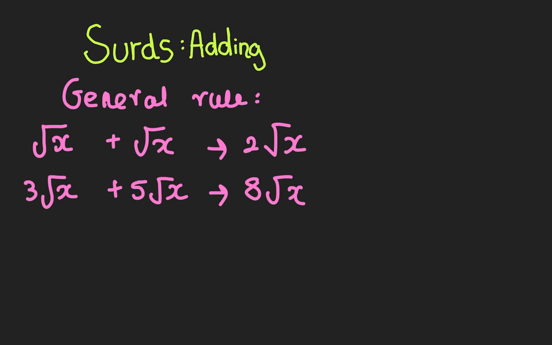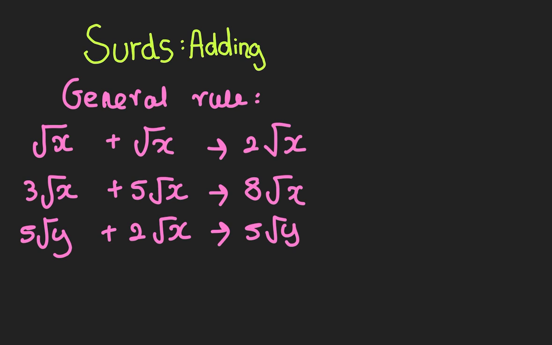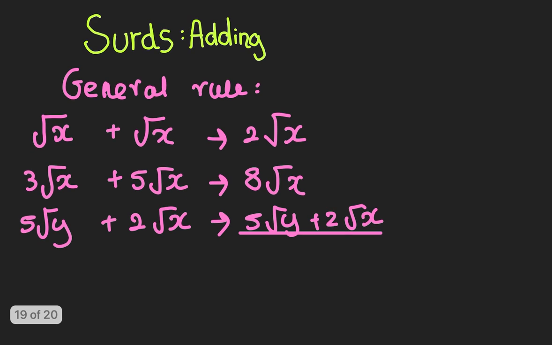But if we had 5 root y plus 2 root x, we would then just have an expression that cannot be simplified anymore. So we would have 5 root y plus 2 root x just as it is. And if you're familiar with it, it's just like algebra. Alright, let's go to an actual example now.